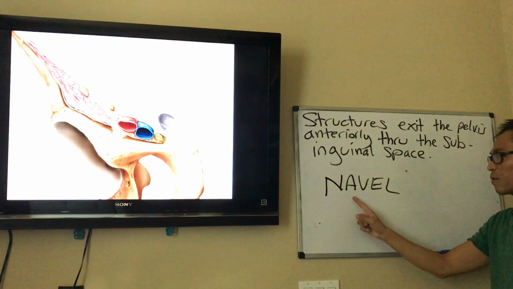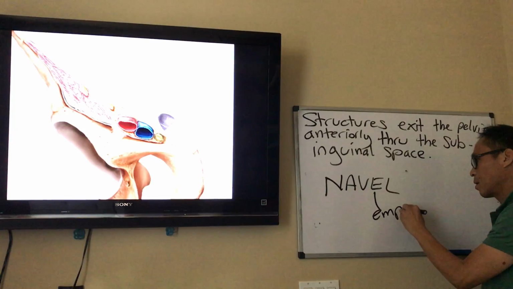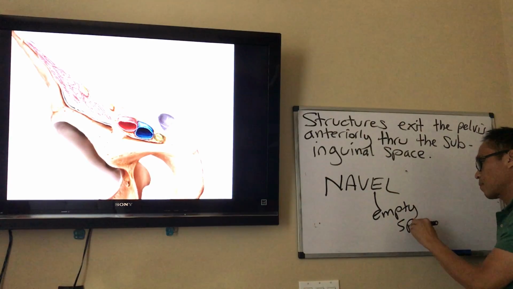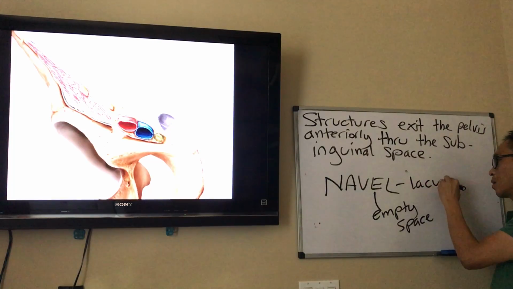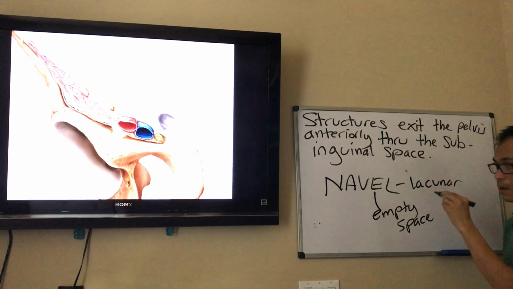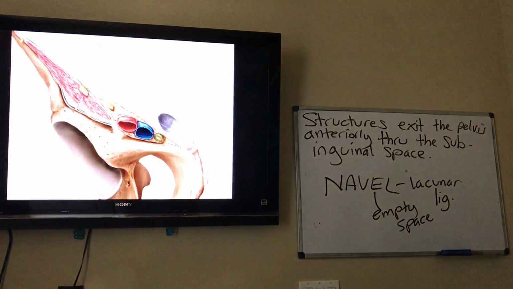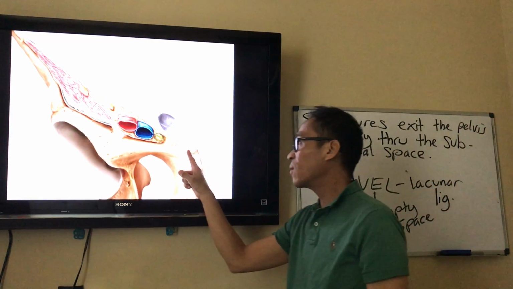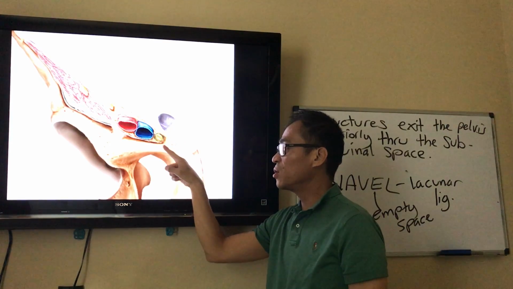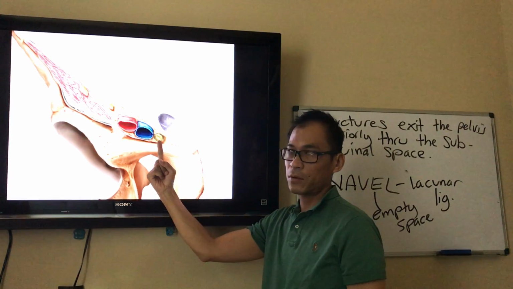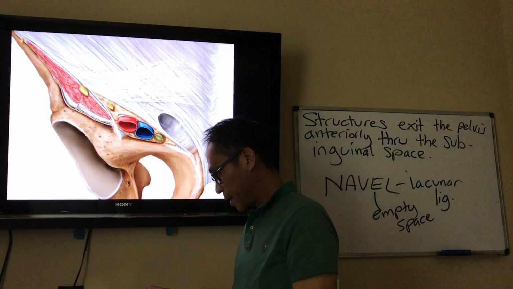Femoral nerve, femoral artery, femoral vein. The E stands for empty space. And the L is for a ligament, lacunar ligament. The lacunar ligament is a little ligament right there. The empty space right here is usually occupied by a lymph node, colored green. So that's basically the subinguinal space.